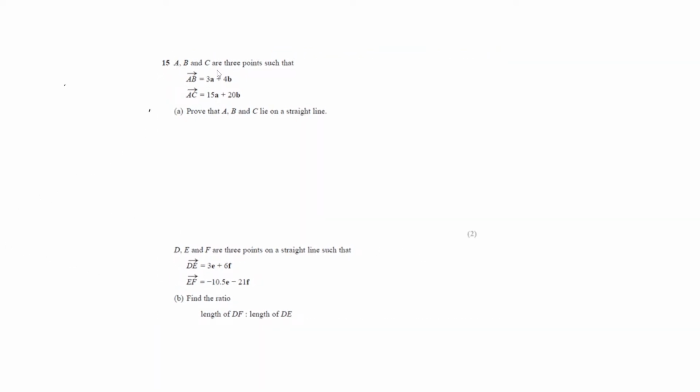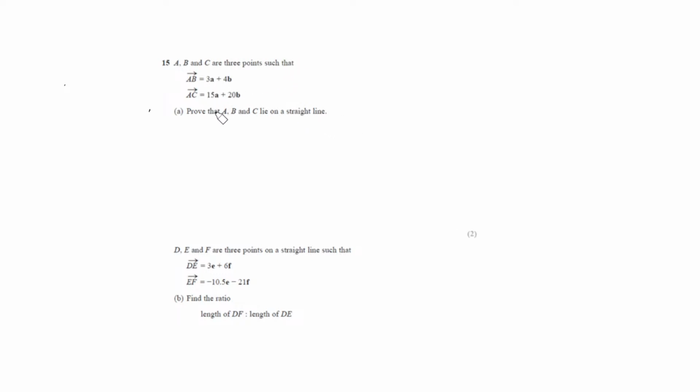So A, B, and C are 3 points such that you've got A to B, the vector, is 3a plus 4b, and A to C, see how they overlap with the point A, is 15a plus 20b. So in this case, we don't need to work out the vectors because they've already told us. Prove that A, B, and C lie on a straight line. So you need to first prove that they are parallel.